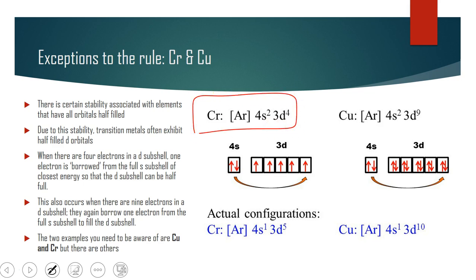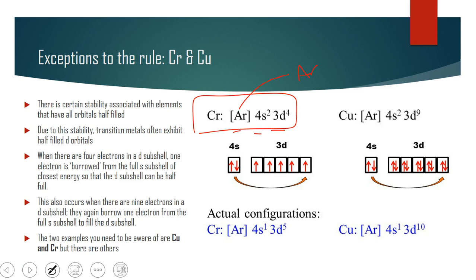Where chromium sits, we have 24 electrons. This symbology here means that the electron configuration is the same up until argon, which would be 1s2, 2s2, 2p6, 3s2, 3p6. That's what that little condensed electron configuration means: I am exactly the same up until argon, and then it's 4s2, 3d4 would be what we normally predict.